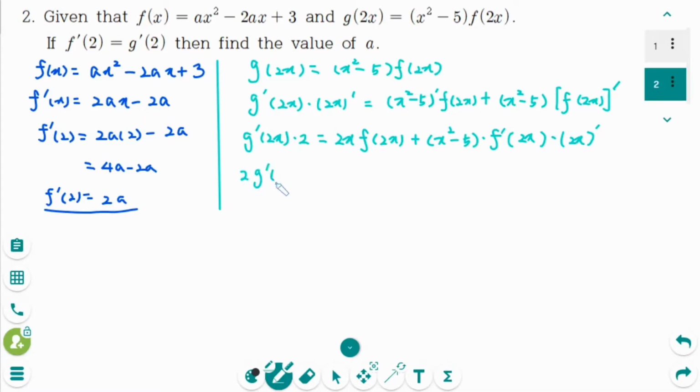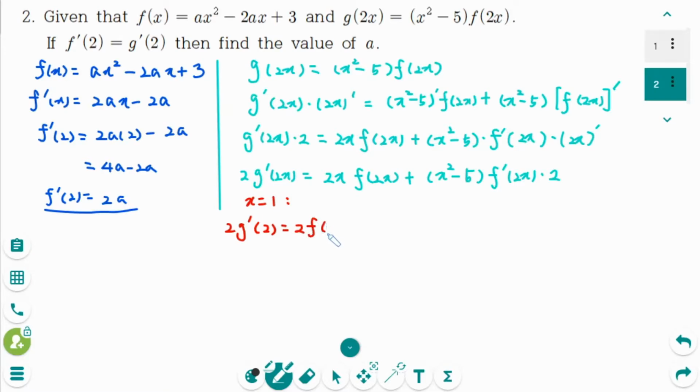So 2 times g prime of 2x equals 2x times f of 2x plus x squared minus 5 times f prime of 2x times 2x prime equals 2. Now put 1 into x. So 2 times g prime of 2 times 1, which is 2, equals 2 times 1, which is 2, f of 2 plus 1 squared minus 5 equals minus 4, f prime of 2 times 1, which is 2, times 2. 2 times g prime of 2 equals f prime of 2, which is 2a, equals 2 times f of 2.